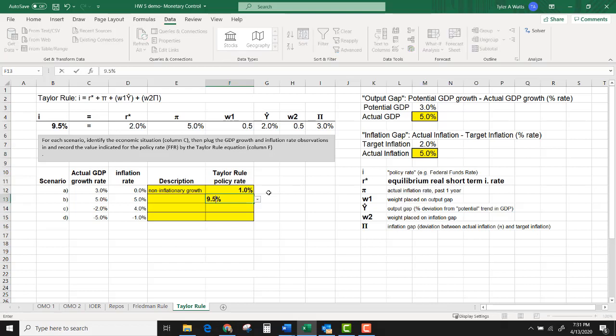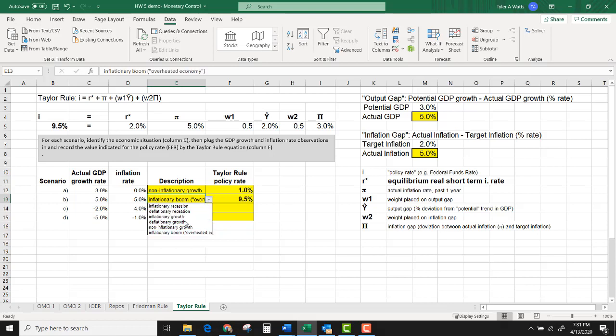So let's type the recommended policy rate in there, 9.5, and then how shall we describe that? Well, we've got growth above potential, and we've got high inflation. So I'm going to call that an inflationary boom, overheated economy. You might think, well, wouldn't that just be inflationary growth? Well, it is growth, but it's growth above potential, and that's the key. We said potential GDP growth is 3%. We didn't recognize that maybe there's some kind of positive supply shock that's taking potential growth rate higher. So as long as we're saying potential growth is still 3, this would be over and above that, so it would be overheating the economy with excessive growth and inflation.